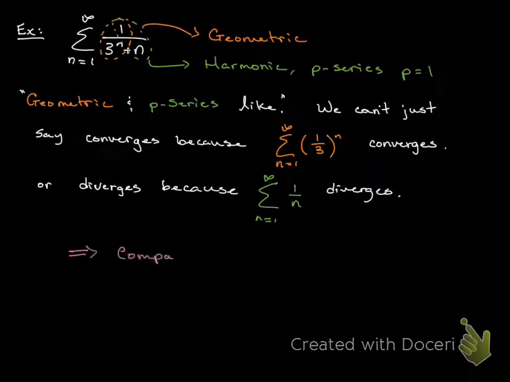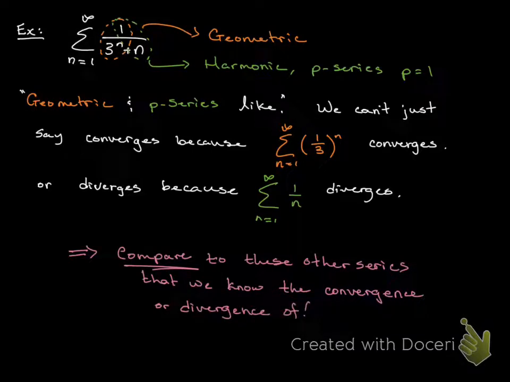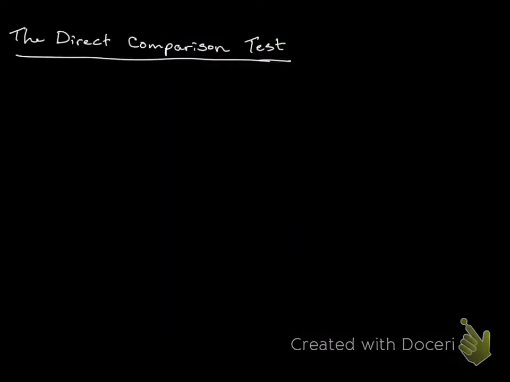So what we do is we compare to these other series whose convergence or divergence we know. We don't just compare to some random series, as you'll see a little later. We compare to a series that we know the convergence of. So it's got to be geometric, or a p-series, or a telescoping series, though that's not typically one we compare to.